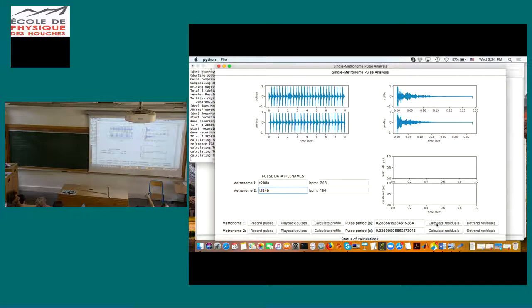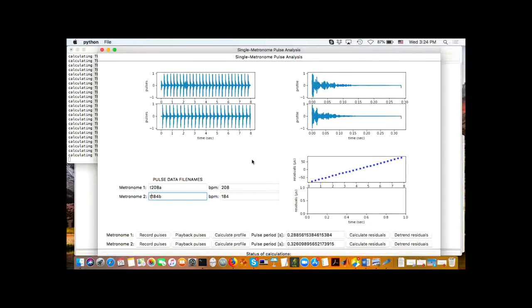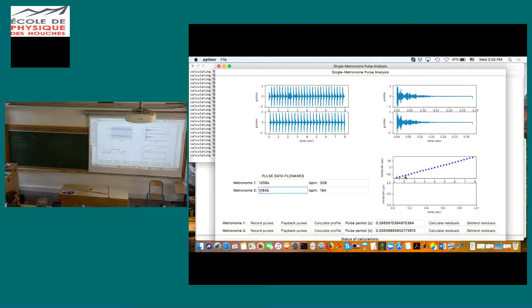You can see it's calculating over there. If this says bad, that's bad. That's a bad sign. But because there's no microphone motion, the residuals should be pretty good. That's right. Okay. But look here. Look at how linear these residuals are.